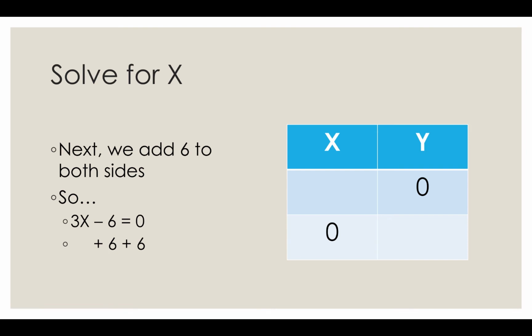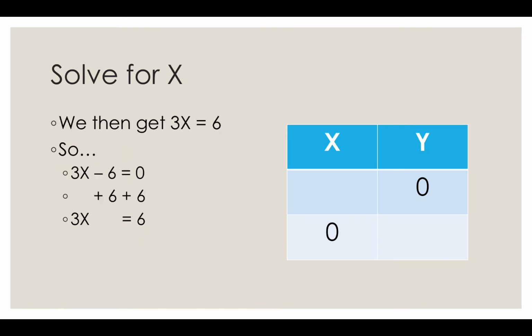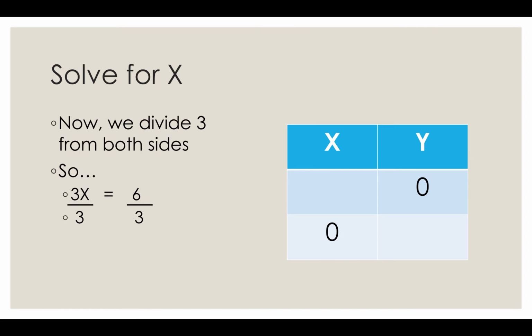So negative 6 plus 6 cancels out and 0 plus 6 equals 6. We now have an equation of 3x equals 6. We still have numbers on both sides, so it's time to take another step. That means we need to divide both sides by 3. So 3x divided by 3 equals 1x or just x. And 6 divided by 3 equals 2.